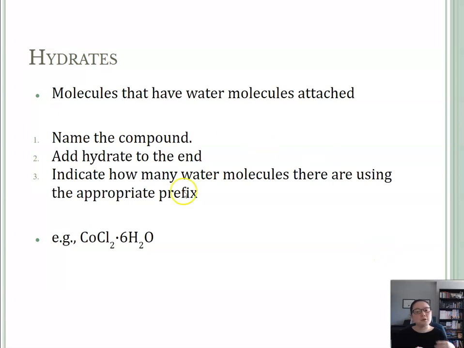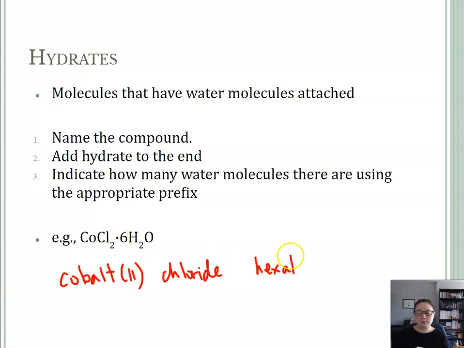So here's an example of a hydrate. We have this ionic compound, and you have a dot separating that and the water bit, the hydrate bit. You have your waters, and it says that there are 6 waters in there. So you're going to name the ionic compound itself. So here we have cobalt(II) chloride. And there is a space. It's going to be a hydrate. There are 6 waters in there, so this is hexahydrate.